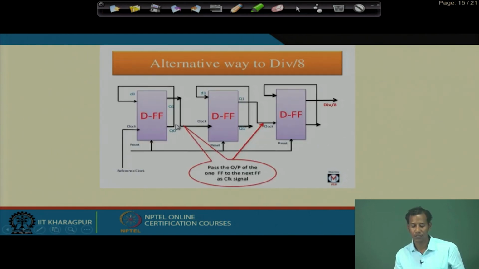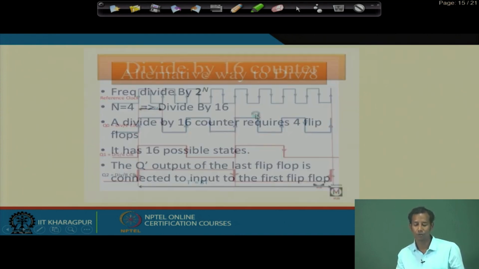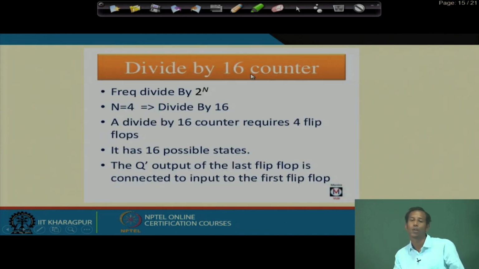So, in this manner you can develop divide by 8 as well. Here you see Q0 is connected over here. For the first flip flop you are getting divide by 2, for the second flip flop you are getting divide by 4, for the third flip flop you are getting divide by 8. In the same manner, if you want to divide by 16, you need 4 flip flops.